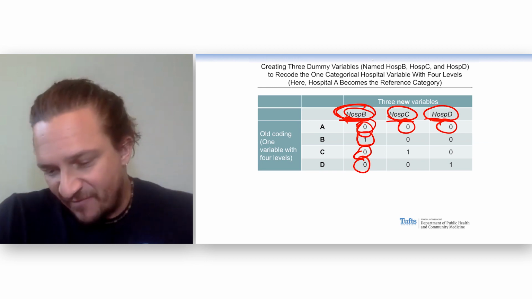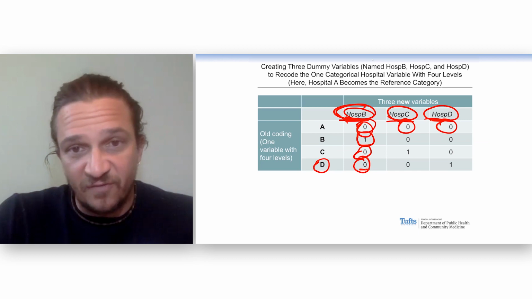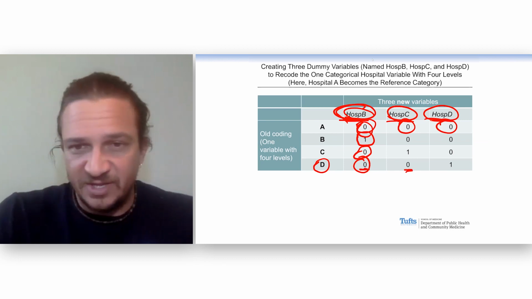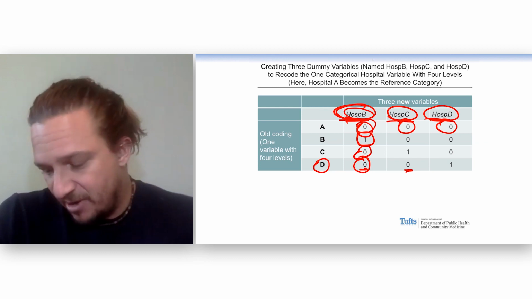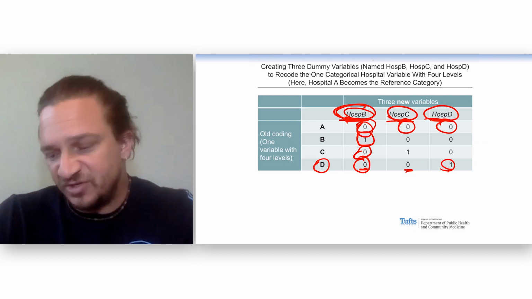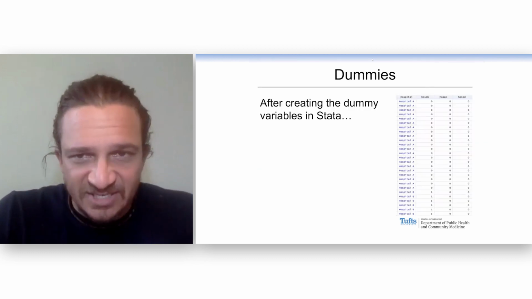Let's say we have a baby who was born in hospital D. Well, we'll look. They have a 0 for this, so we know, okay, they're not hospital B. They have a 0 for this. Okay, they're not hospital C. And boom, they have a 1 for this. So they're hospital D. So after we do this recode, the data set would look a little bit like this.